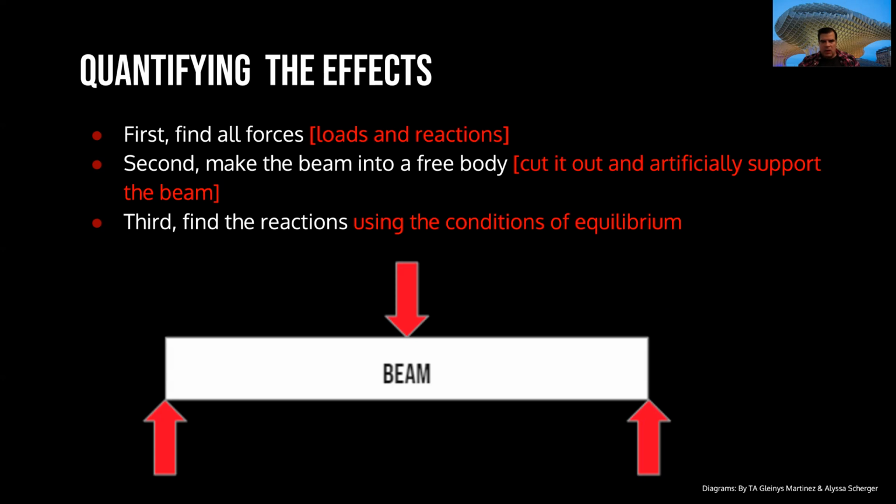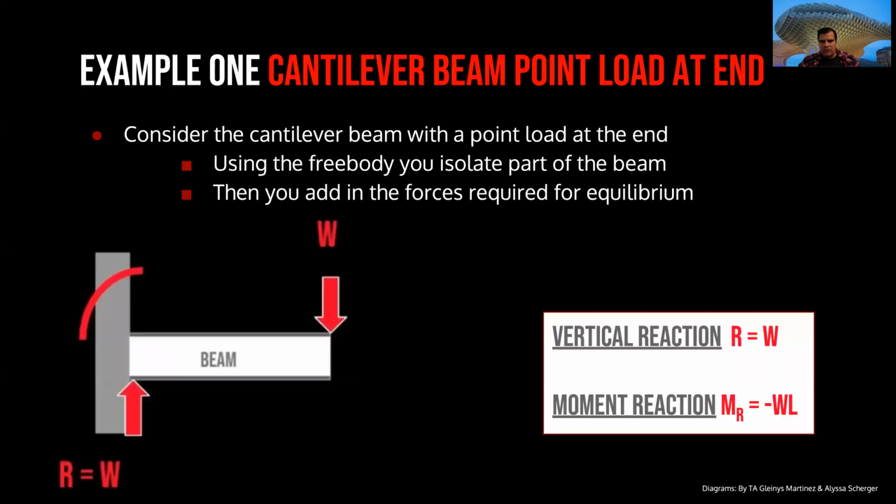In this case, only one, and we have two reactions. The idea is that we need to find the reactions using the conditions of equilibrium. And the first condition of equilibrium is that the vertical reactions need to be equal to 0. The same happens if we have a cantilever beam.